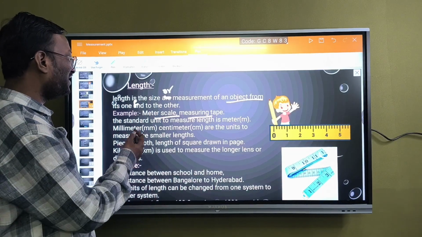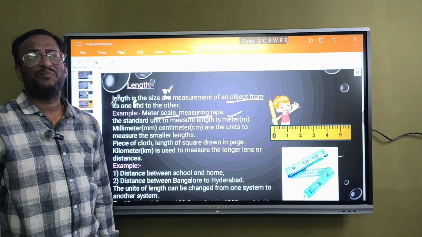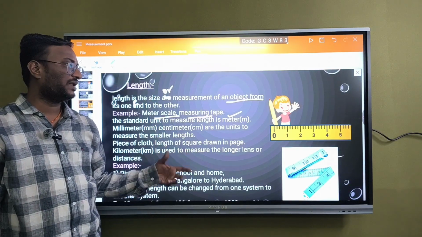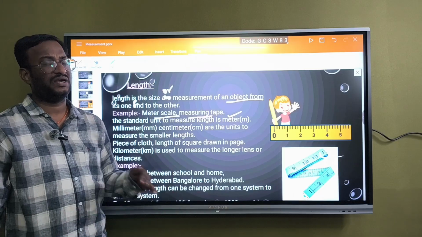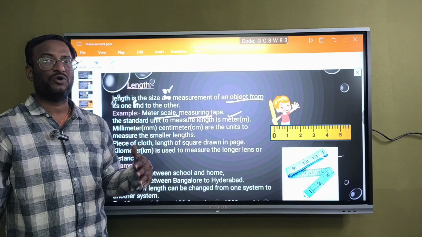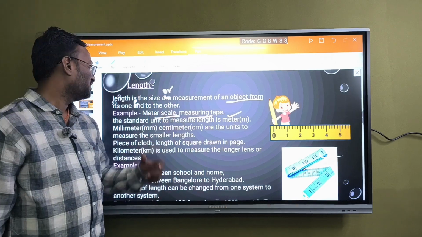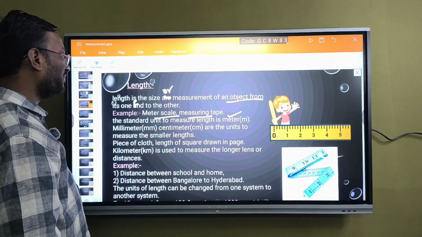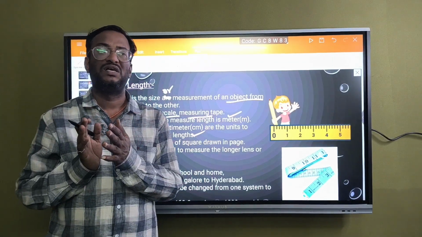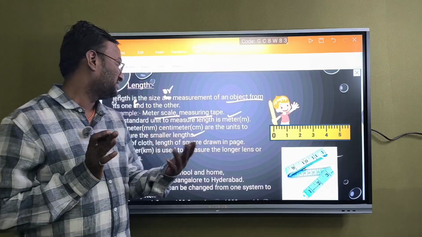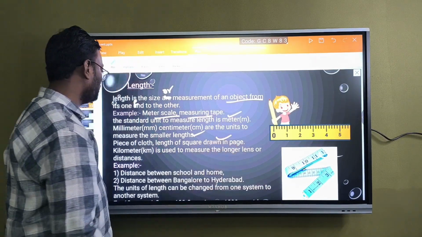Okay, so the standard unit of measuring length is meter. So what is the standard unit of measuring length? That is the standard unit or SI unit, it is meter. It is not centimeter or millimeter. Of course we are going to measure in centimeters and millimeters, but the standard unit is meter. Millimeter and centimeter are the units to measure smaller lengths. In order to measure very small lengths, we go for millimeters and centimeters. Piece of cloth, length of the square drawn in page.